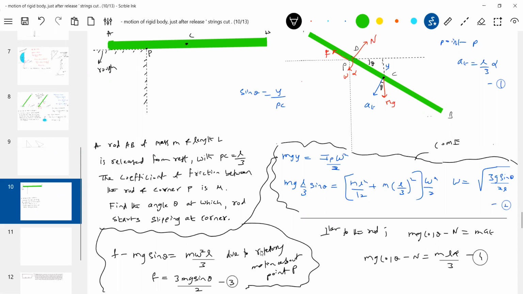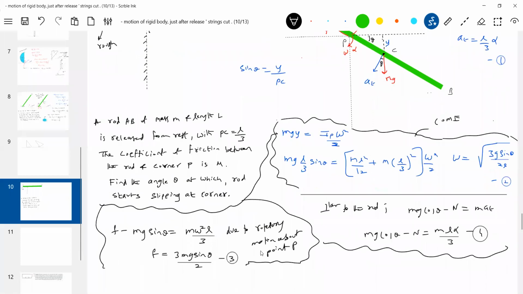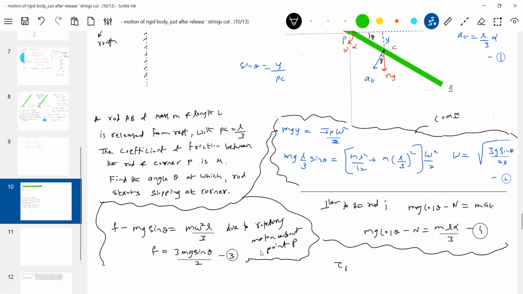So from this what happened? This alpha is there. So let's write the torque equation. We'll calculate alpha, substitute that alpha, and I'll get N. Then N and F I'll compare, and we'll get the required condition. How to write the torque about point P? Net torque about point P equals I_P into alpha.